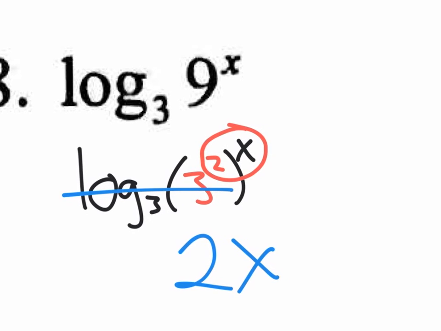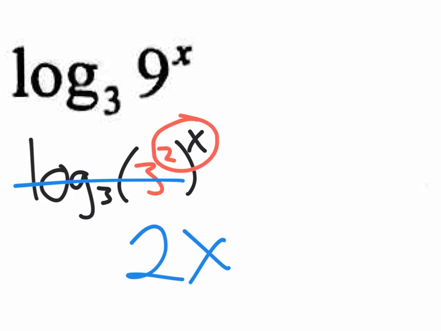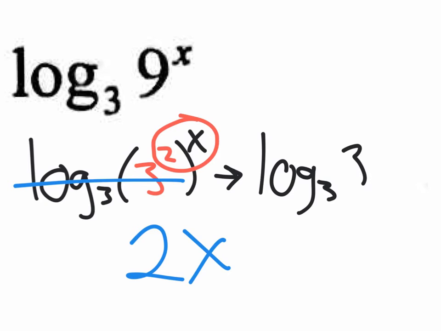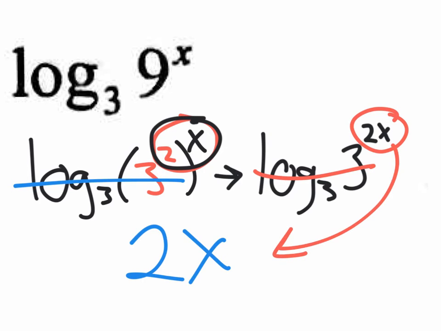If you really wanted to show your work here, you might want to rewrite the whole thing and say log base 3 of 3 to the 2x power. Because the power to a power you multiply, you write it over here as 2x, right? And then you do the canceling. Log base 3 of 3 cancels, your answer is 2x. Okay? I've seen people write it as 2 to the x. That's incorrect, because a power to a power, right here, you multiply. So 2 times x is 2x.